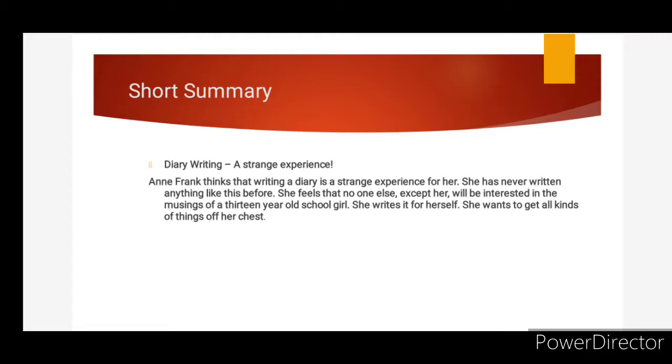She writes it for herself. She wants to get all kinds of things off her chest. It means she had a number of things within and she wanted someone with whom she could share them. So finally she found the diary.